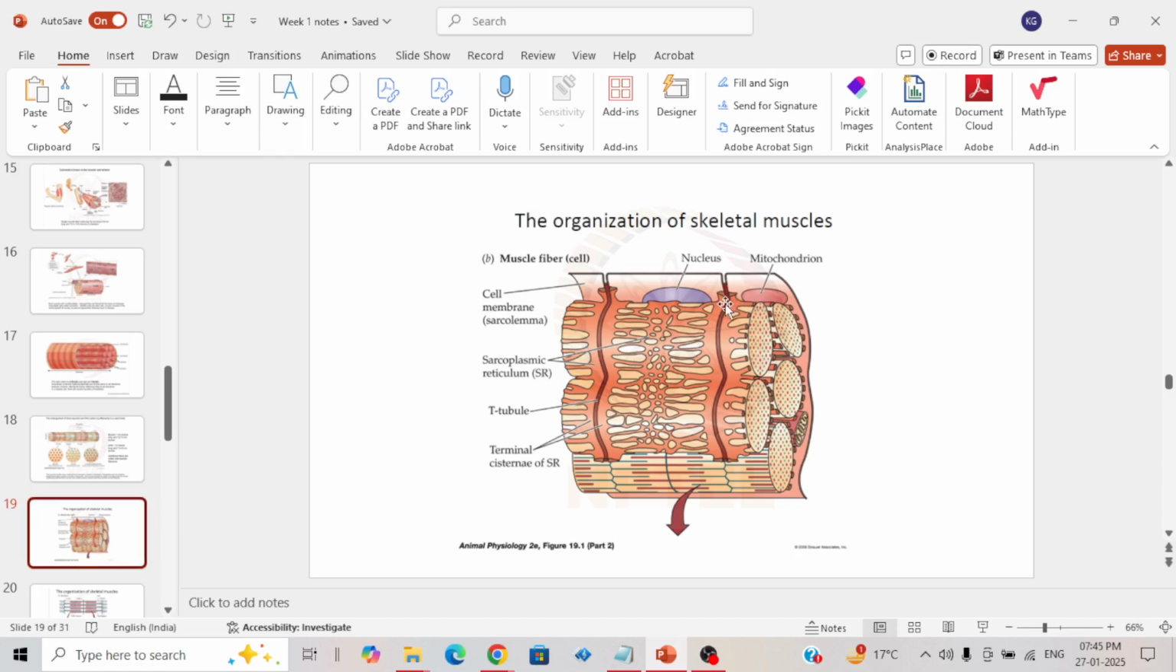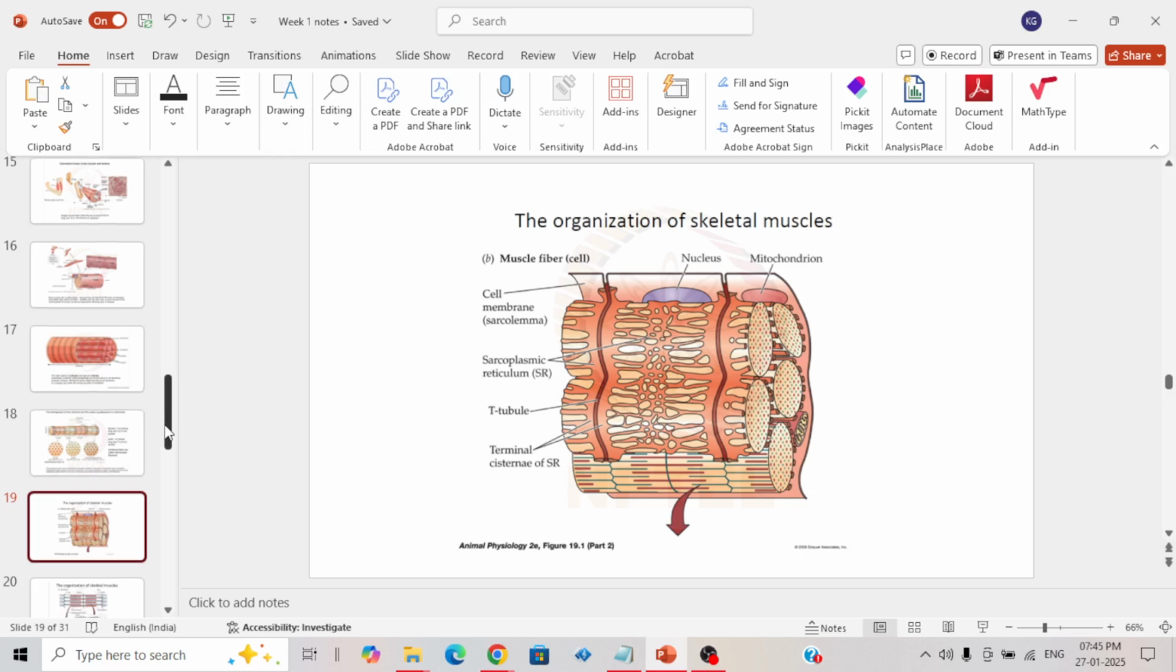Also, the T tubules are running transversely from one end of a muscle cell to the other end of the muscle cell. So the action potential is traveling all along the T tubule. Okay, that is how the action potential is traveled.